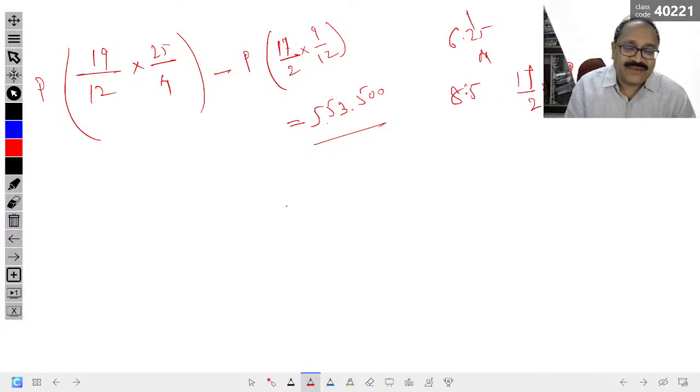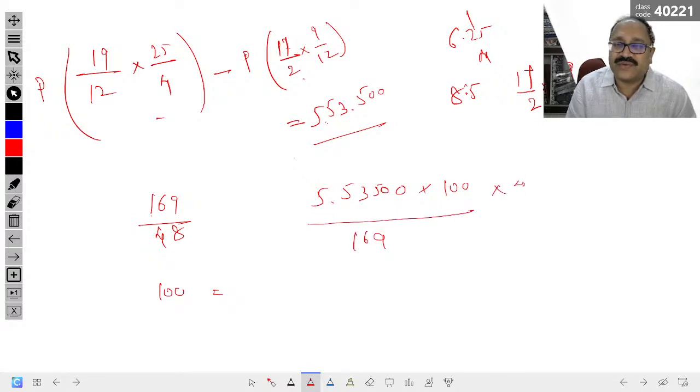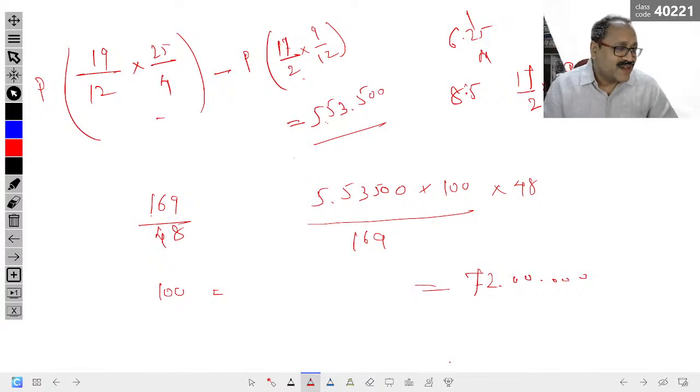So when we simplified, what we got is the difference between these two, 169 by 48, which is equal to this much. Then what is 100%? So finally what we did is 5,53,500. We need 100%, so into 100 divided by the given one, 169 by 48%, so by 48. So that's how we get 72 lakhs as the answer. Okay, no, sir, it is 2 lakhs 53,000. Okay, that's right, 2 lakhs 53,000, Aman. That's good, well done.